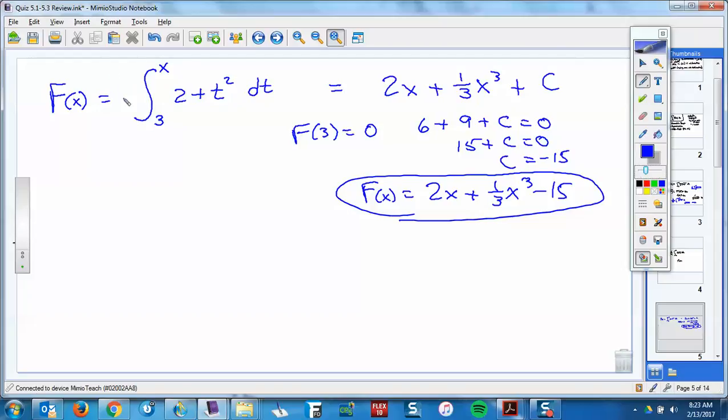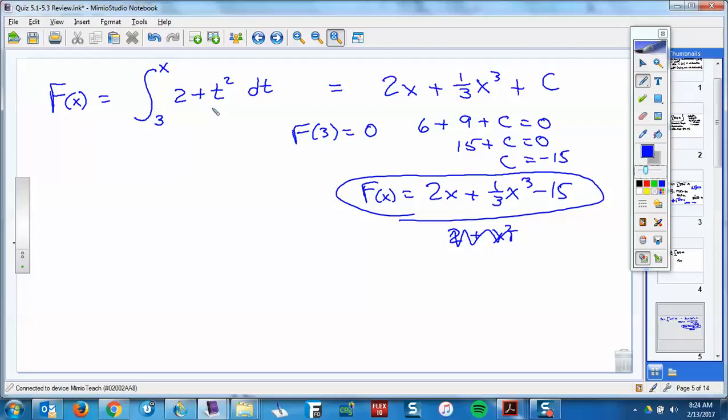Now, what if I told you to do the derivative of that? The derivative of that would be 2 plus x squared. And what would happen to minus 15? Be gone. Oh yeah, we knew that, right? The derivative of the antiderivative, they should cancel each other out. You should get 2 plus x squared. So if I gave you a problem like this and said do the derivative of this, it doesn't matter. It's just going to be 2 plus x squared, because the derivative and the antiderivative cancel each other out. But if I just wanted what the antiderivative was, we could do that.